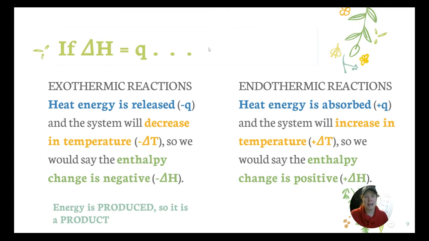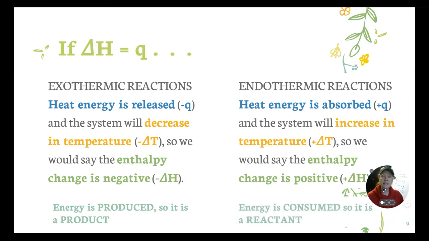In endothermic reactions, heat energy is absorbed, and the system will increase in temperature. So we have a positive delta T, and we have a positive Q. So we would say that the enthalpy change is also positive. That's a positive delta H. So do you see how all of these are mathematically related? They are all directly proportional, right? If we have a positive Q, we have a positive delta T, we'll have a positive delta H. And because it's being absorbed, that means that energy is consumed. So we consider energy to be a reactant.